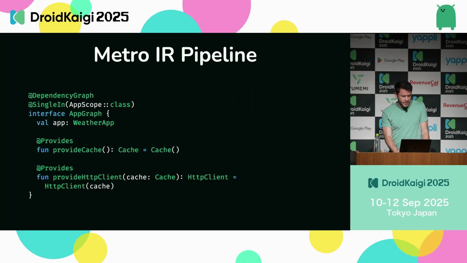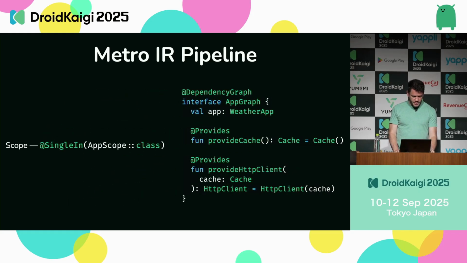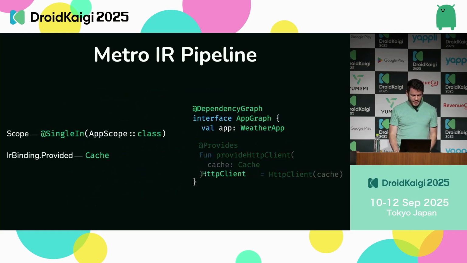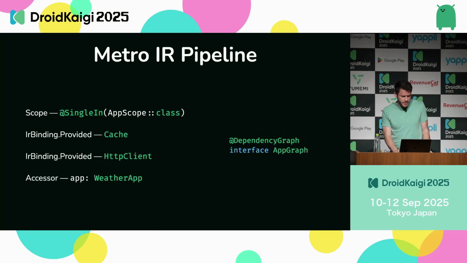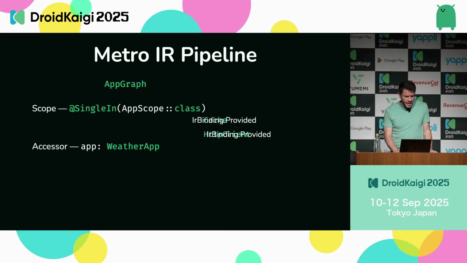So let's go back to our weather app and piece these into how they're modeled in Metro's IR layer. First, we peel off some metadata about the graph, like its scopes. Then we read off its available providers and binds. And finally, its roots. In this case, our root is just the weather app class. As we populate dependencies from it, we discover and add these bindings.